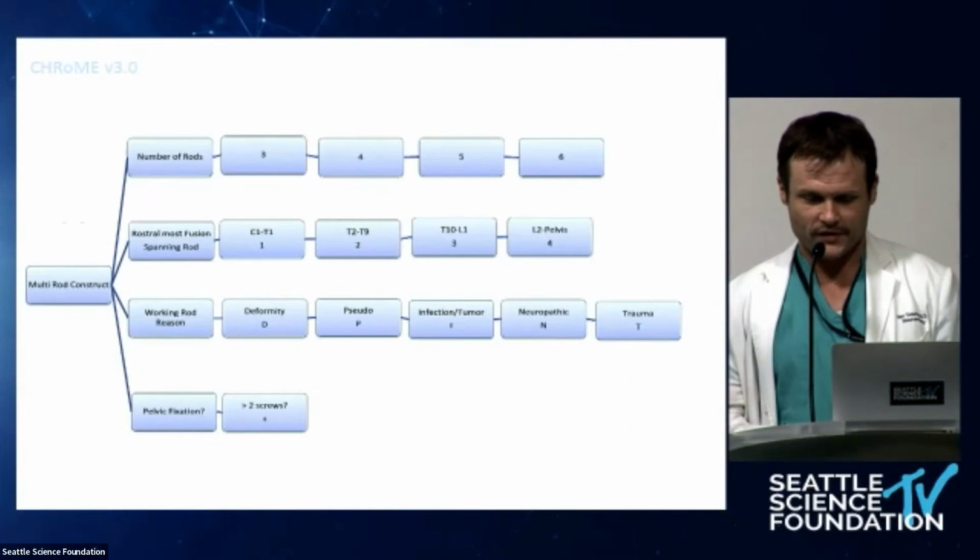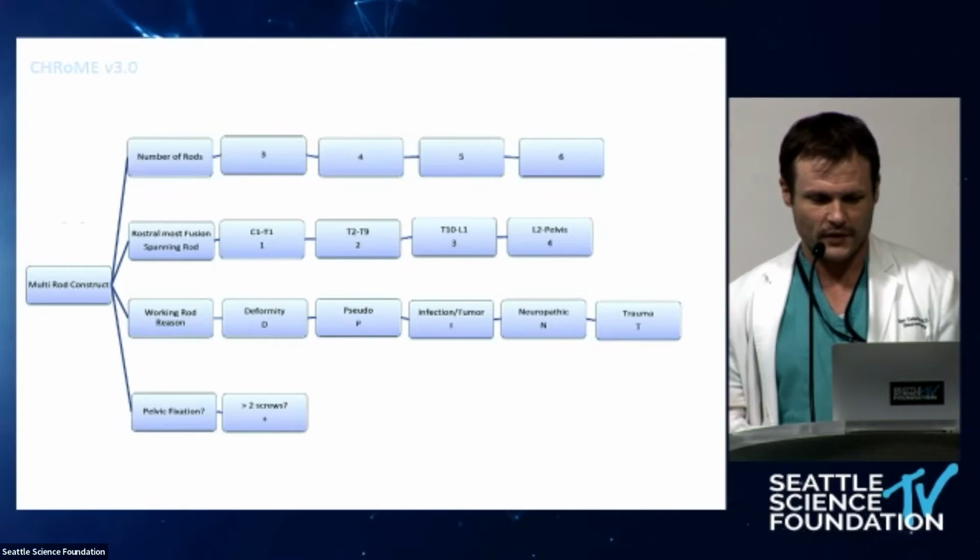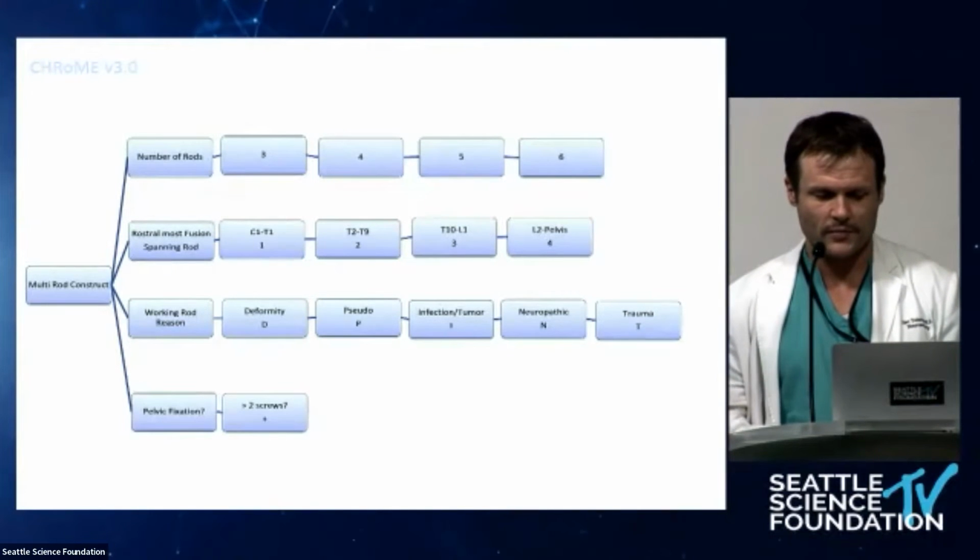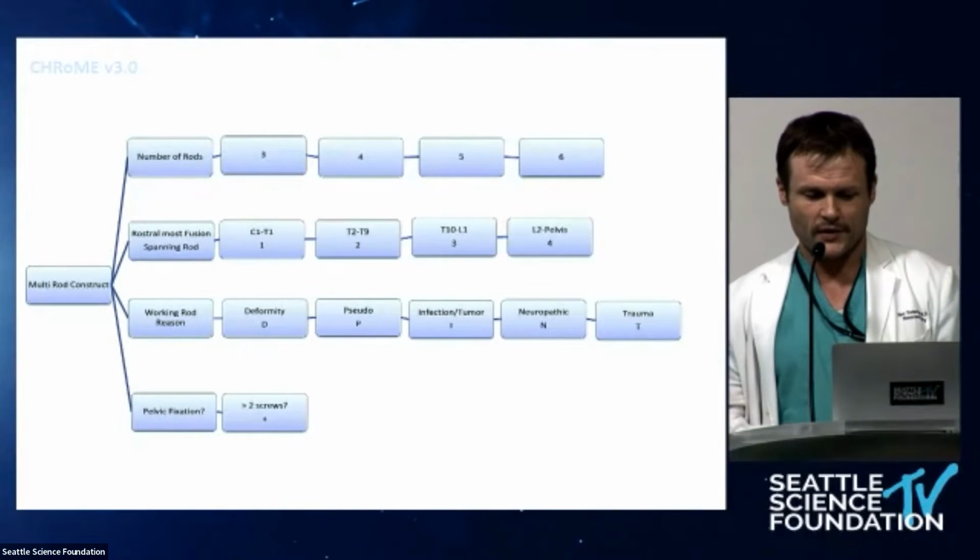And it was a 4-digit score. Number of rods, how high does the rod go? What was the reason for having more than 2 rods? And is there more than 2 sites, or is there more than 2 pelvic fixation screws? So it came up to a 4-digit score.